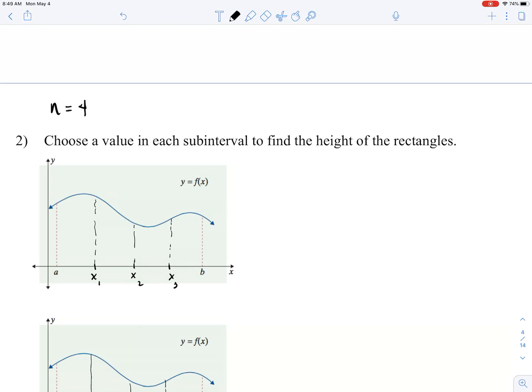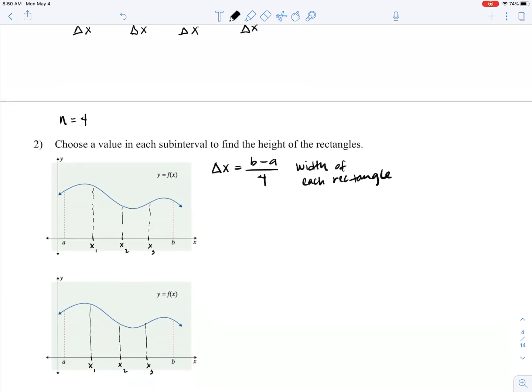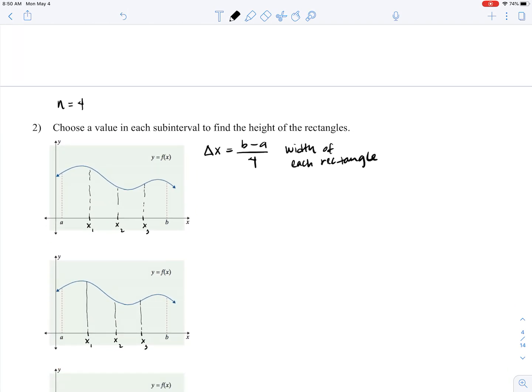So I have that same picture drawn multiple times, and delta x ends up corresponding to the width of each rectangle that we're trying to find the area of. So in this case, again, we're using n equals 4, so we're constructing 4 rectangles. So b minus a divided by 4 is actually the width of each rectangle.